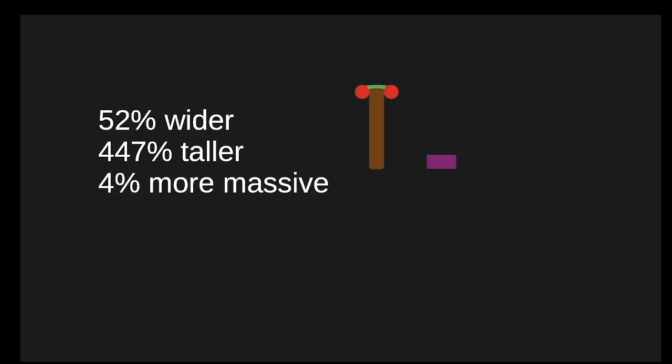We can also use percent for comparing two things. We do this with a number, a percent sign, and a comparison word. As an example, 52% wider. We just compared the width of these two objects, but we can compare them other ways, like their height. As an example, 447% taller. You might notice that 447% is more than 100%, and that's okay. Remember, the other way of using percent had a rule that it must be a number between 0 and 100%, but that rule doesn't apply for this way of using percent. Another example, 4% more massive.